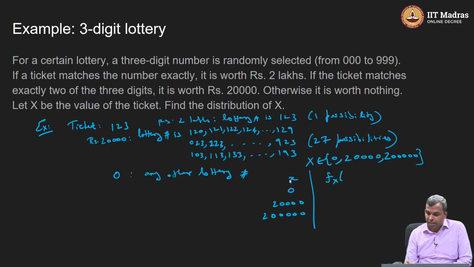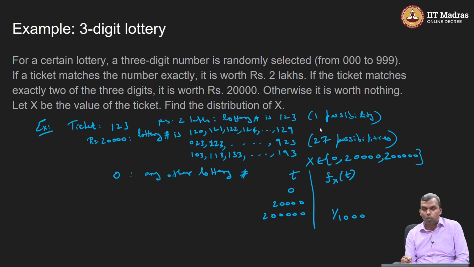Okay. So, let us say this is t. What is fX of t? What is the probability of 2 lakh? It is 1 by 1000, isn't it? One possibility. What is the probability of 20,000? It is 27 by 1000. Okay. What is the probability of 0 now?